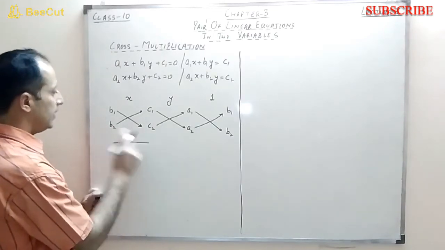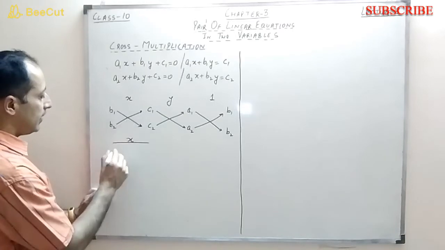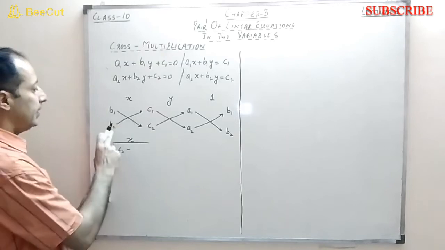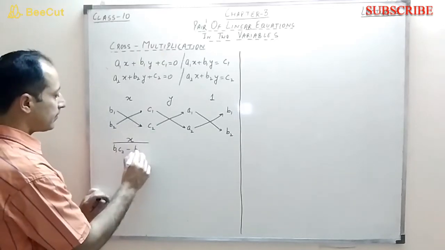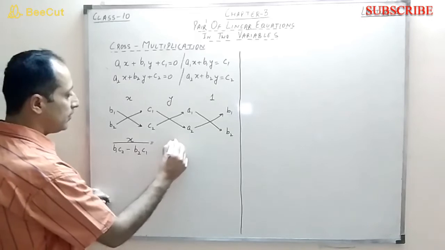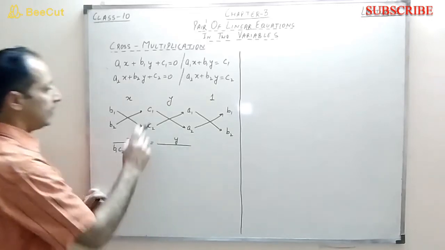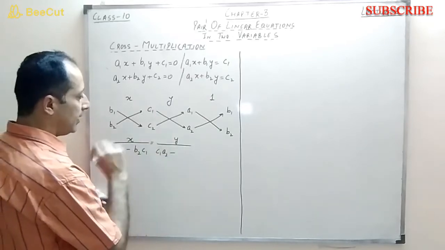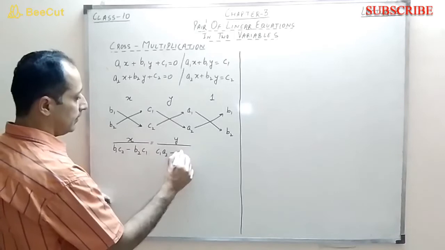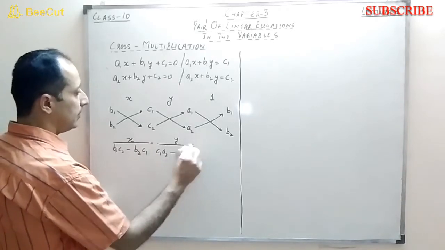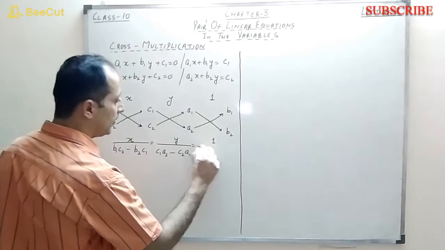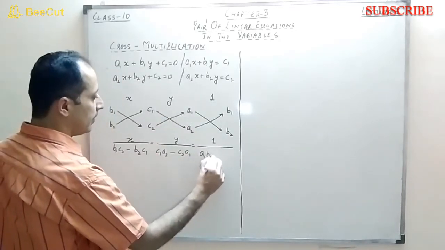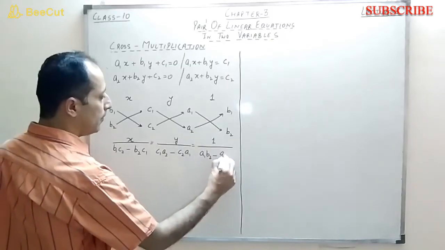I write x upon, I multiply b1 into c2, I write b1 c2, then I put a negative sign, then b2 c1. Then write equal to, I write y, then c1 a2, then I put a negative sign, then c2 a1. Then in the last I will write 1 upon a1 into b2 minus a2 into b1.